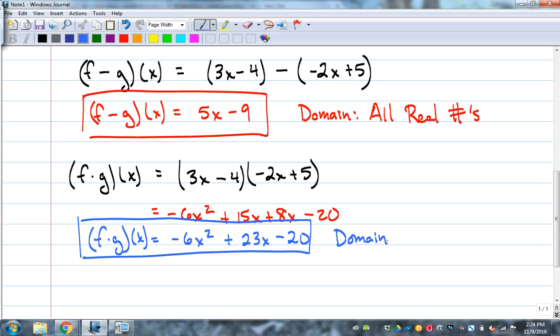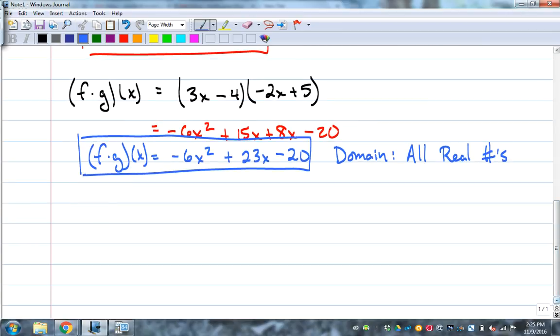The domain on that one, are there any square roots or fraction exponents that we need to worry about? No, there's a squared on there, but squared doesn't change it. It doesn't do anything to not work out. We can square a negative number. It works, that sort of thing. So the domain on this one would be all real numbers. Now, last operation, just regular operation, is division. F divided by g of x. 3x minus 4 over negative 2x plus 5.